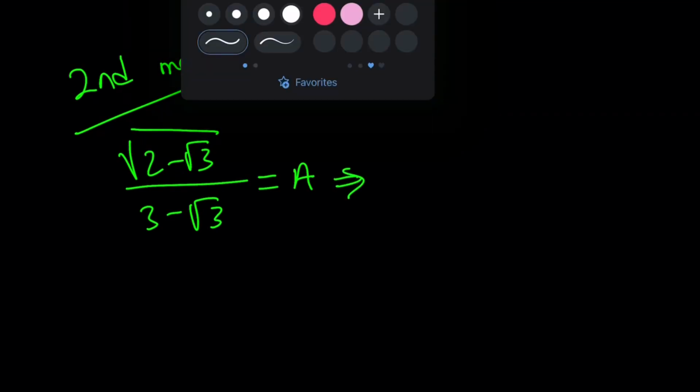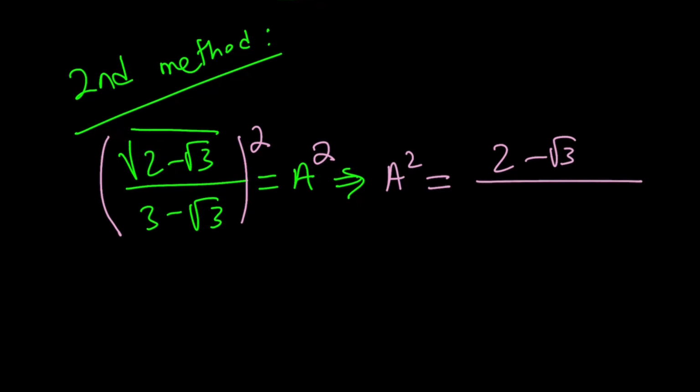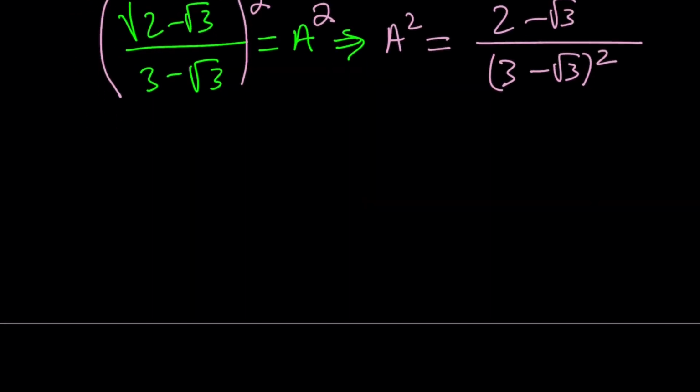Now, squaring both sides is actually very helpful here, because that allows you to get rid of some of the radicals. So the top is going to be, from here, a squared equals 2 minus root 3. Obviously, the radical that's outside disappears. And at the bottom, you're going to get (3 minus root 3) squared. And we're going to simplify that now. Let's go ahead and expand it.